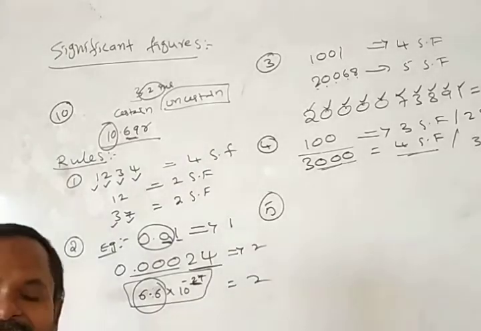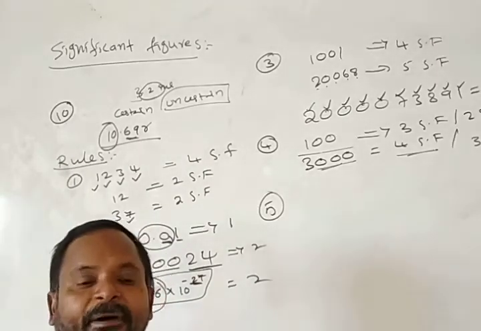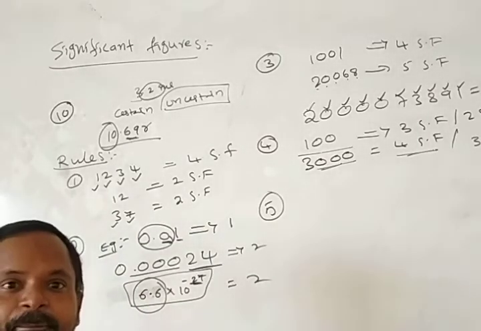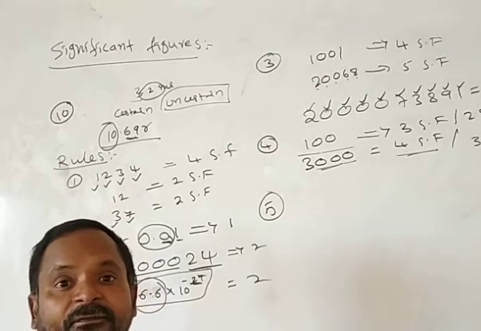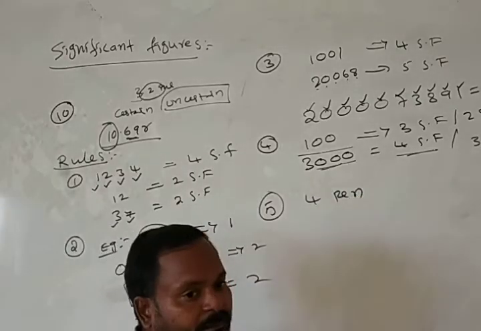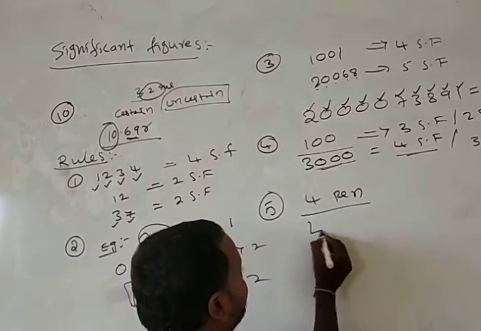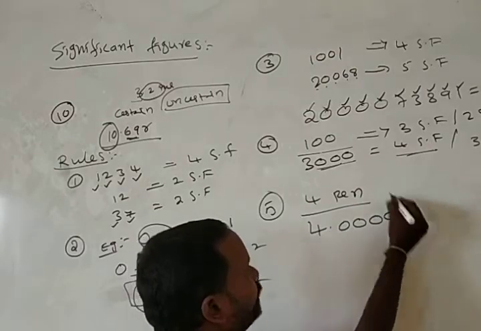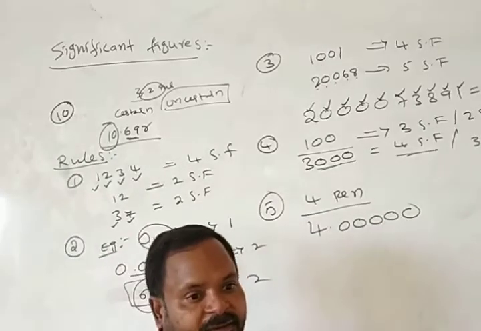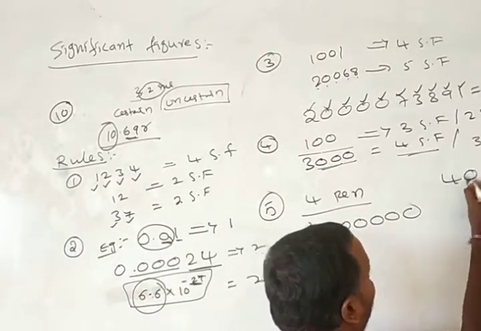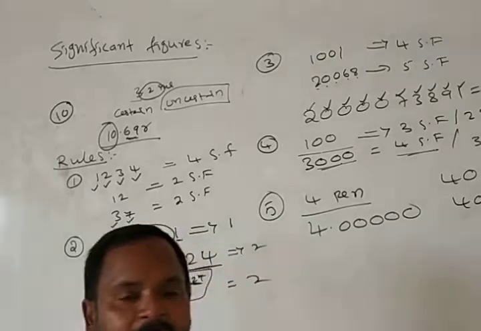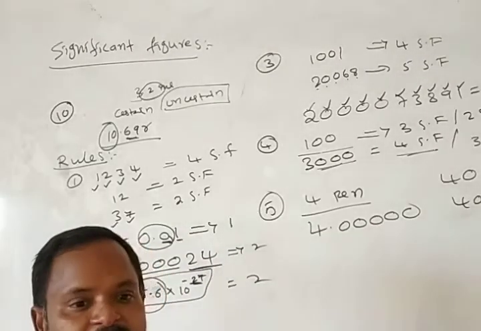For example, exact numbers. The exact number contains infinite significant figures. That means 4 pens may be written like this: 4.00000. It contains an infinite number of significant figures. 40 books, here also 40 we can write like this. It contains an infinite number of significant figures.